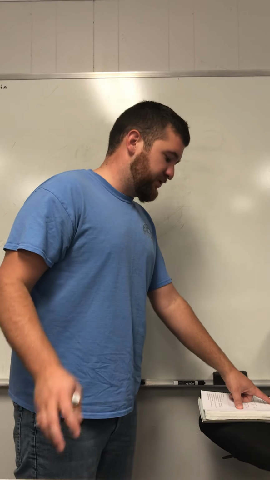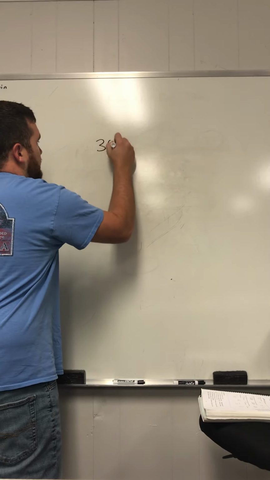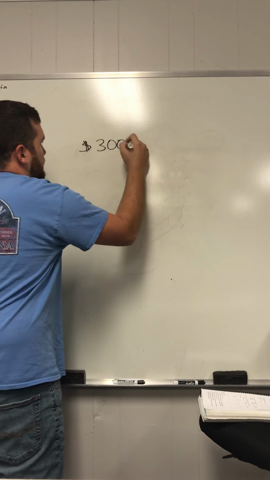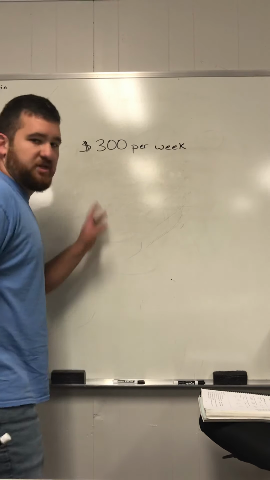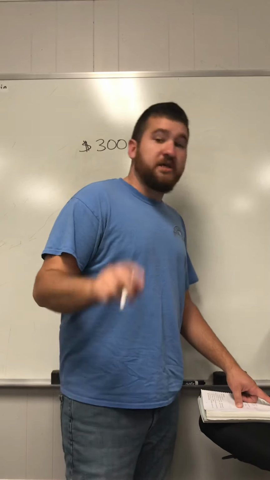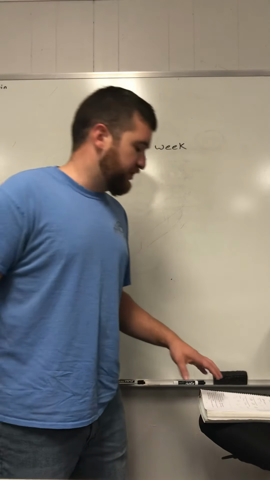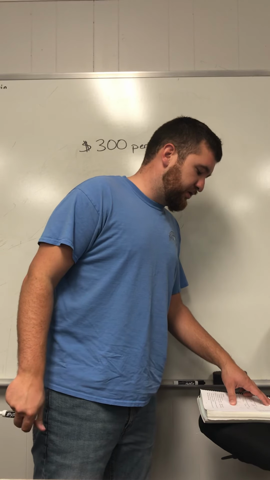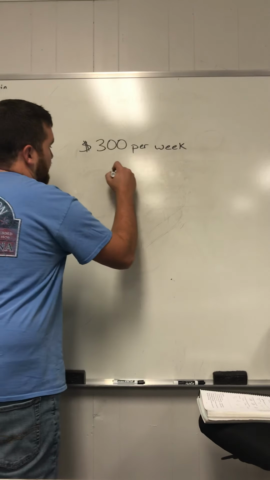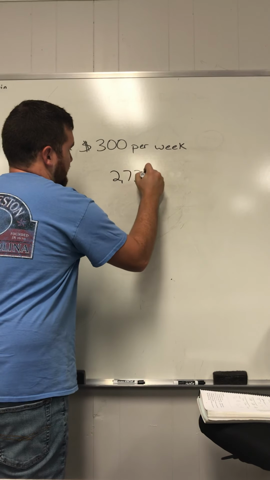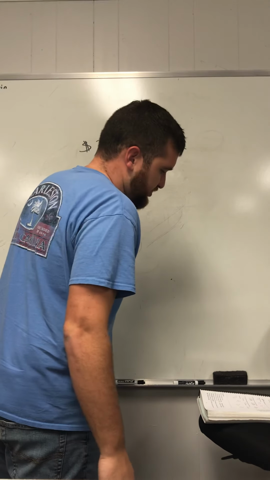So in this particular situation, the guy's making $300 a week. So I'm going to write 300 per week. Okay, so just keep that in mind. Now, he also makes 6% commission. So in this particular situation, the sales is $2,730. Okay, and he makes 6% commission on that.